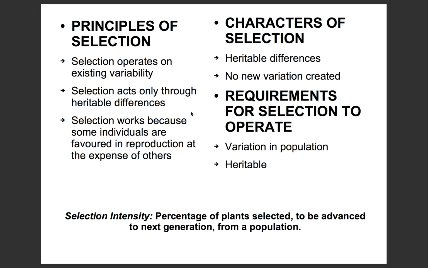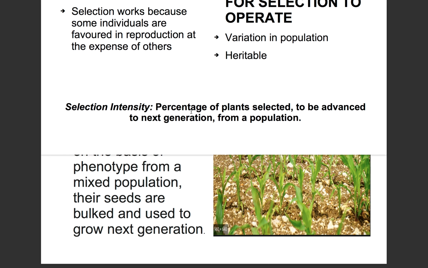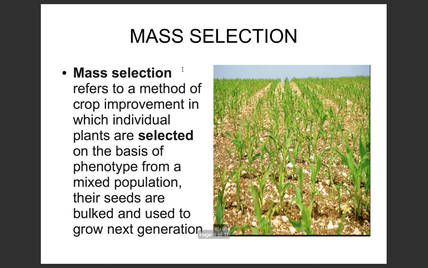And we basically have two types of selection, which are namely mass selection and pureline selection. Mass selection is the earliest method of selection. And man has always practiced mass selection consciously or unconsciously from the time of domestication itself.